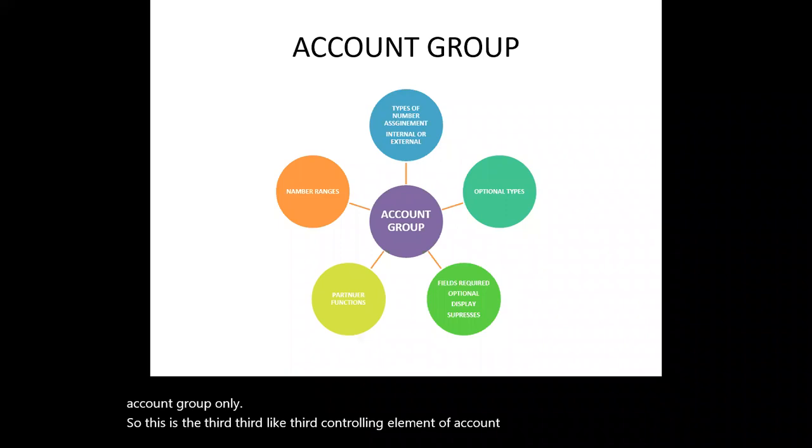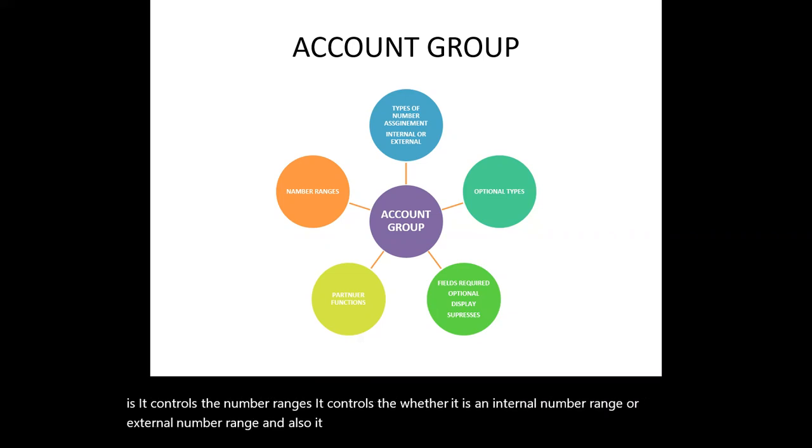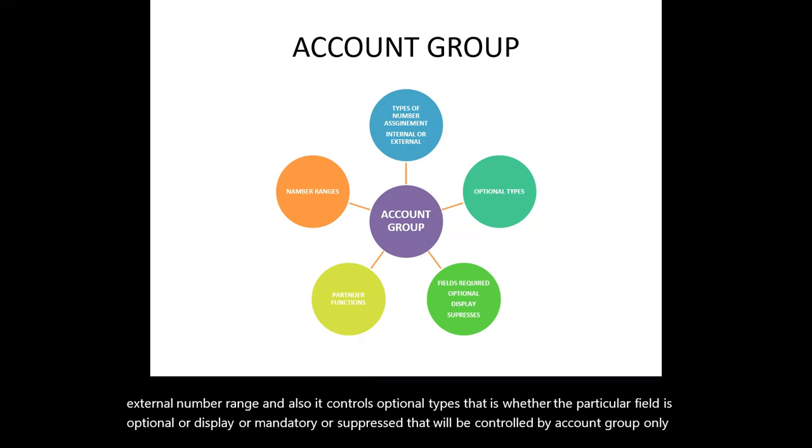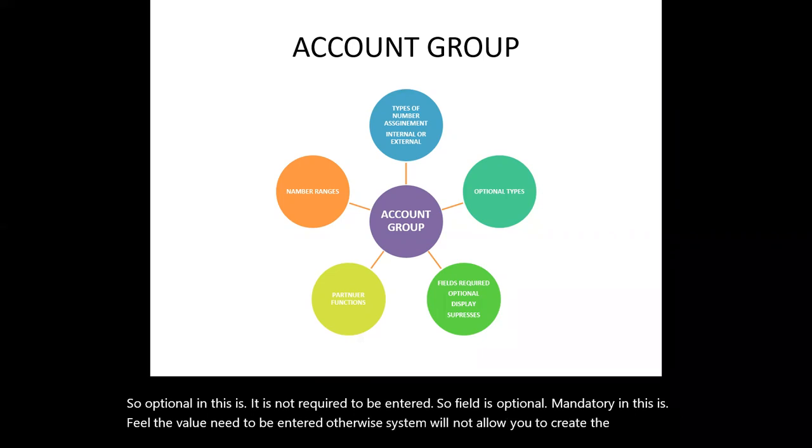The first controlling element is that it controls the number ranges. It also controls whether it is an internal number range or external number range. And it also controls field option types, that is, whether a particular field is optional, display, mandatory, or suppressed. Optional means it is not required to be entered. Mandatory means the value needs to be entered, otherwise the system will not allow you to create the customer and will give you a hard error.